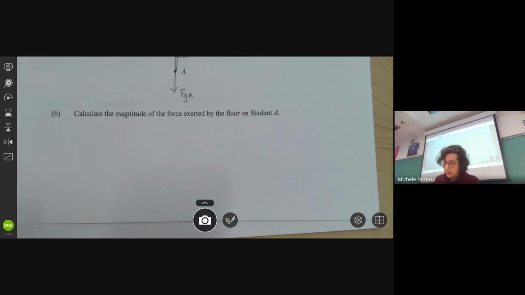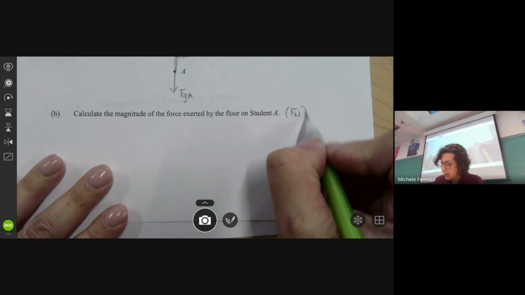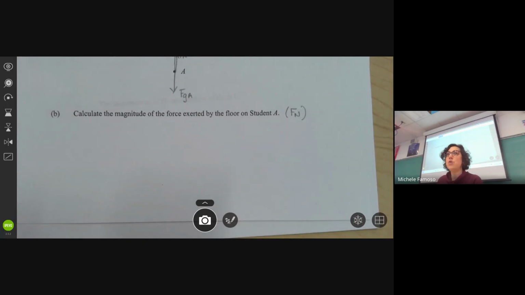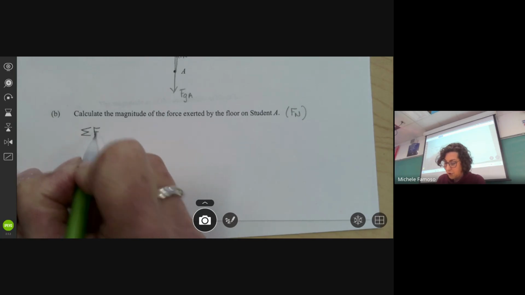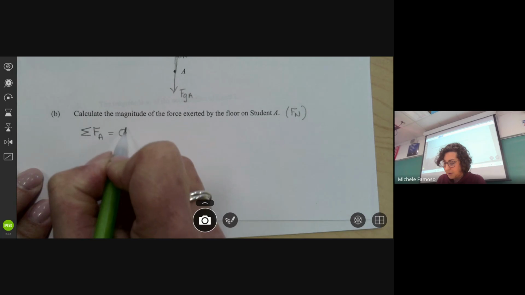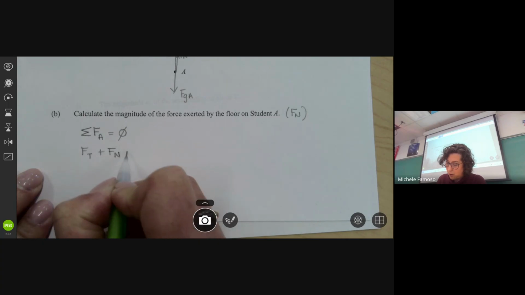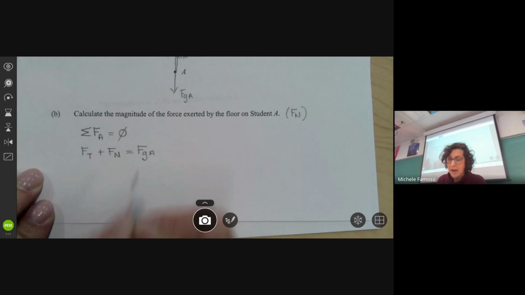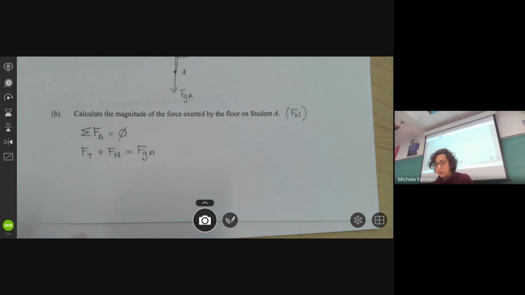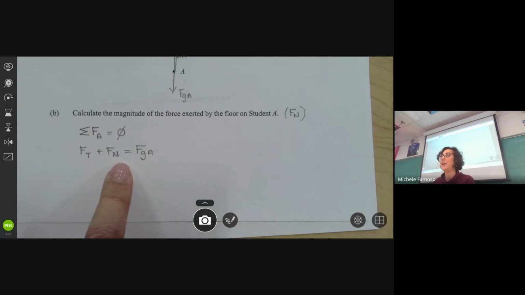Now let's go to part B. Now I want you to find the magnitude of the force exerted by the floor on student A. That means what is Fn? Student A is not moving, which means the sum of the forces on student A must equal 0. That means the tension force and the normal force must balance the weight of student A. Now, I'm not allowed to leave my answers in terms of any variables. I gave you numbers in this question, which means you have to figure out what the tension is that's in the rope in order to find Fn.